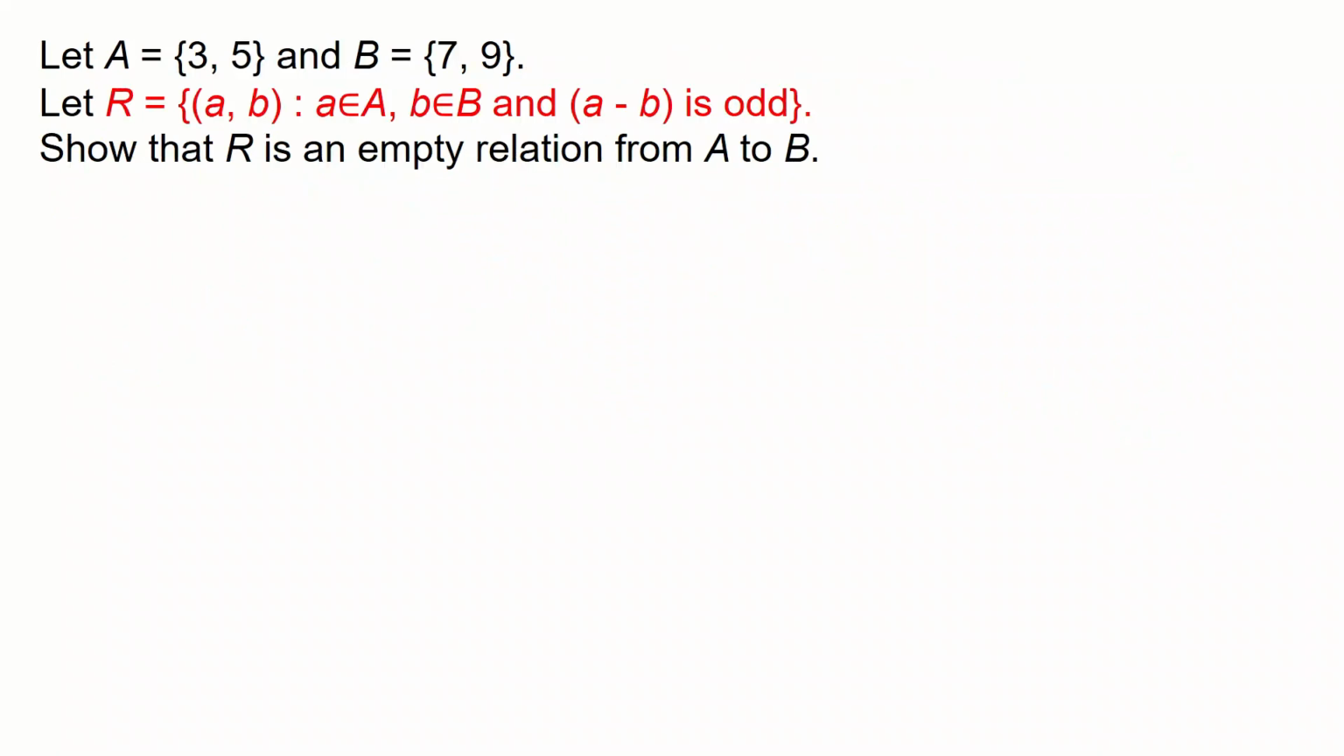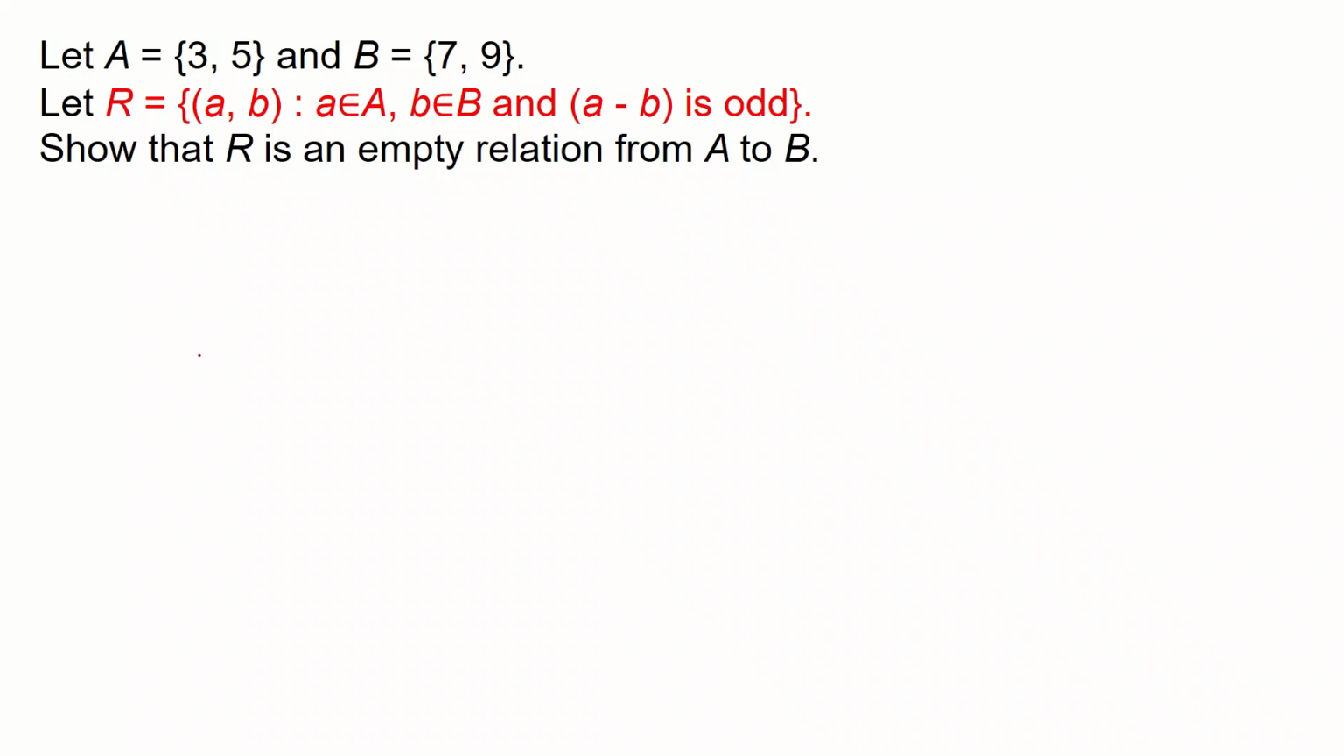Okay, let A be equal to {3, 5} and B is equal to {7, 9}, and let R be a relation of all those (a, b) where a belongs to A and b belongs to B, and a minus b is odd. So show that R is an empty relation.